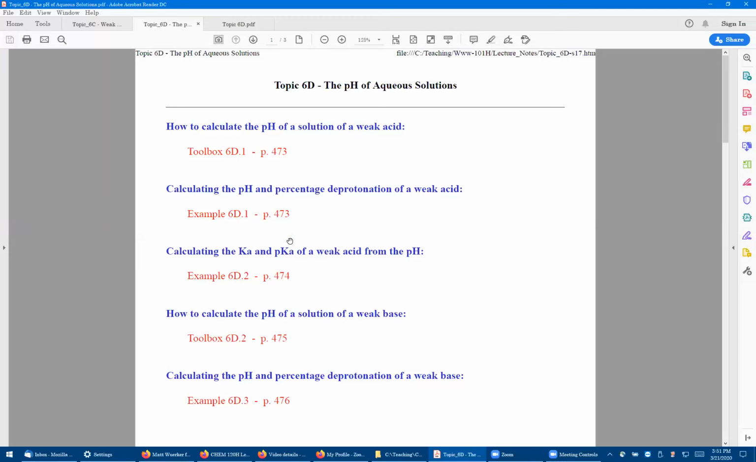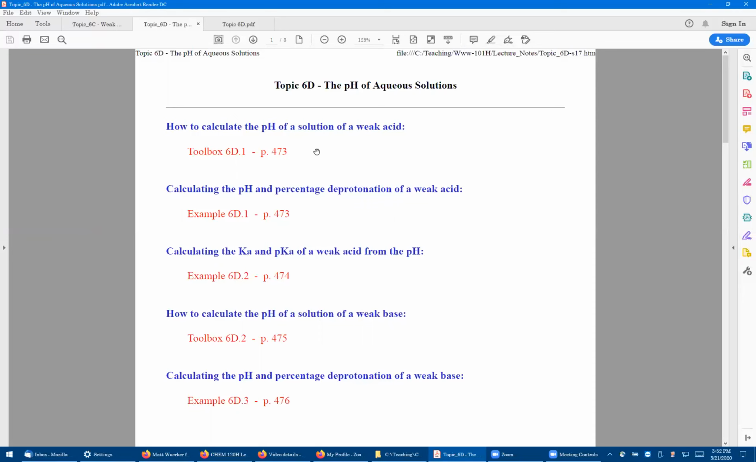Yes, you can read all of these yourself in the text to get reinforcement of it, but I think it's a good idea to go over all of these in a little bit of detail so you can see the general approach that's used in solving problems like this that involve pH of acids and bases, and as we'll see, of salt solutions as well.